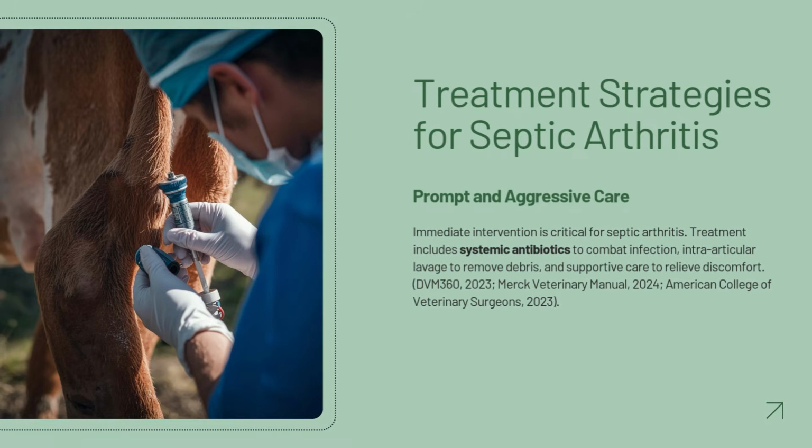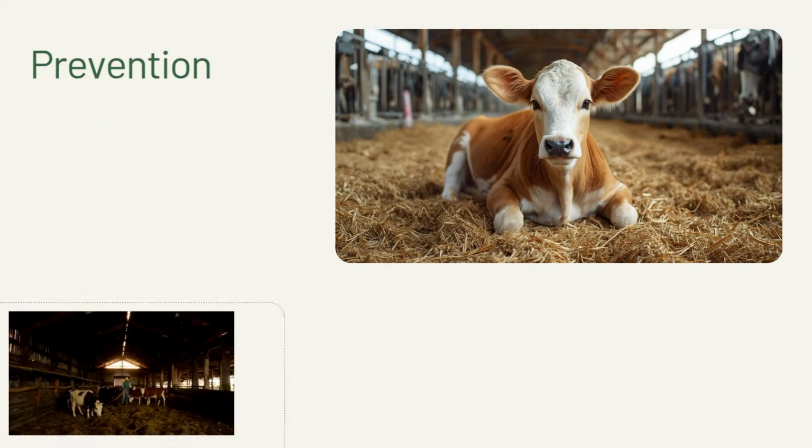Immediate intervention is critical for septic arthritis. Treatment includes systemic antibiotics to fight infection, intra-articular lavage to remove debris and bacteria, and supportive care to reduce inflammation and pain. In advanced cases, surgical drainage may be necessary to prevent permanent lameness or joint fusion.